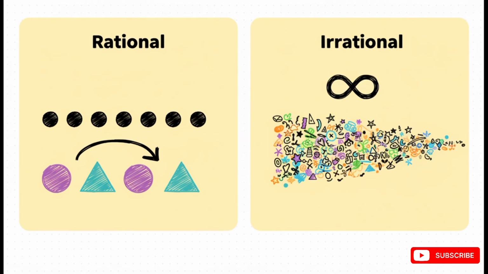So how can we spot one of these irrational numbers today? Well, the telltale sign is in its decimal form. A rational number is predictable, right? Its decimal either stops, like 1/2 is just 0.5, or it repeats a pattern forever, like 1/3. But an irrational number, its decimal is a totally different beast. It goes on forever without ever repeating. It's just an infinite, non-repeating, completely patternless string of digits.